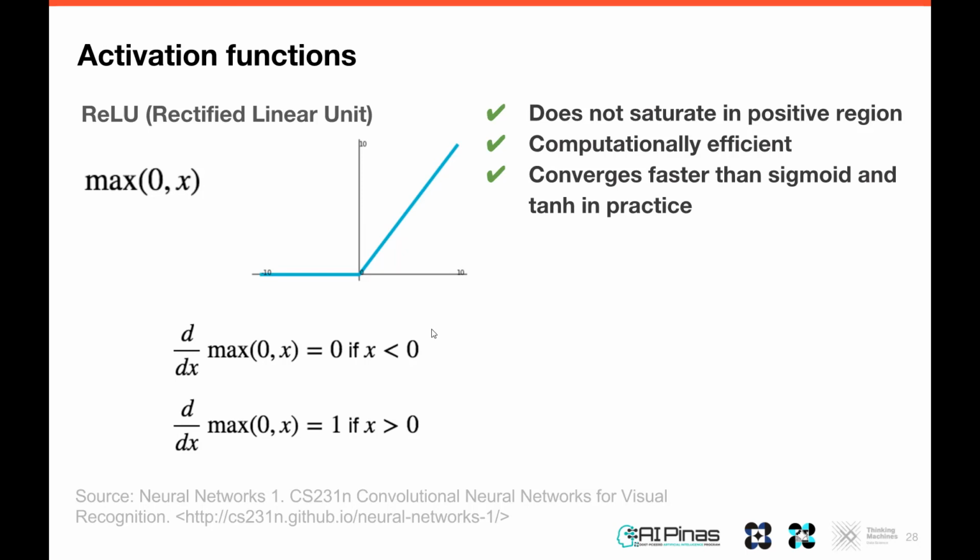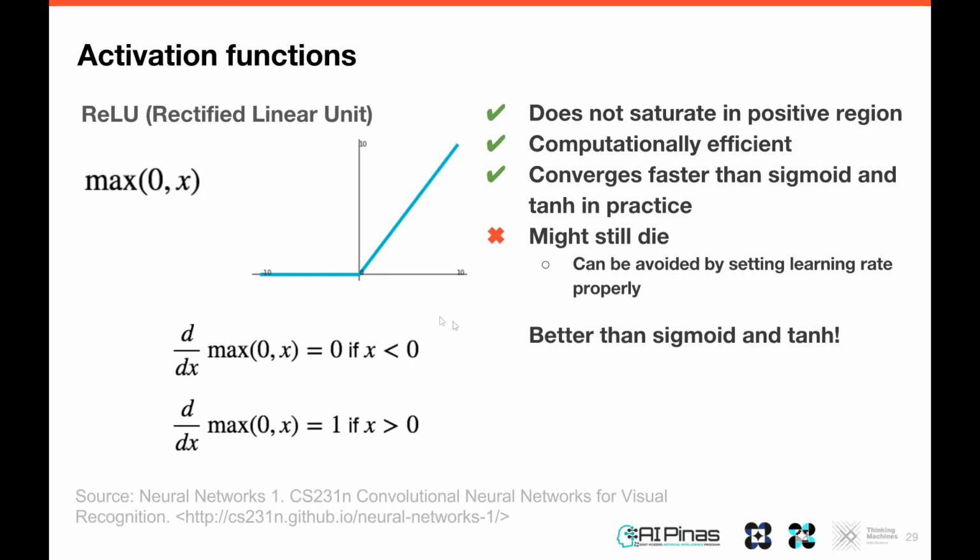Now let's talk about ReLUs. ReLUs are very interesting because they do not saturate in the positive region. They're computationally efficient. It's much easier to calculate the maximum of 0 and x than it is to calculate 1 over 1 plus e to the x across millions and millions of operations. And in practice, it converges faster than sigmoid and tanh. So for any value you feed into it, it'll either give you 0 or positive values x.